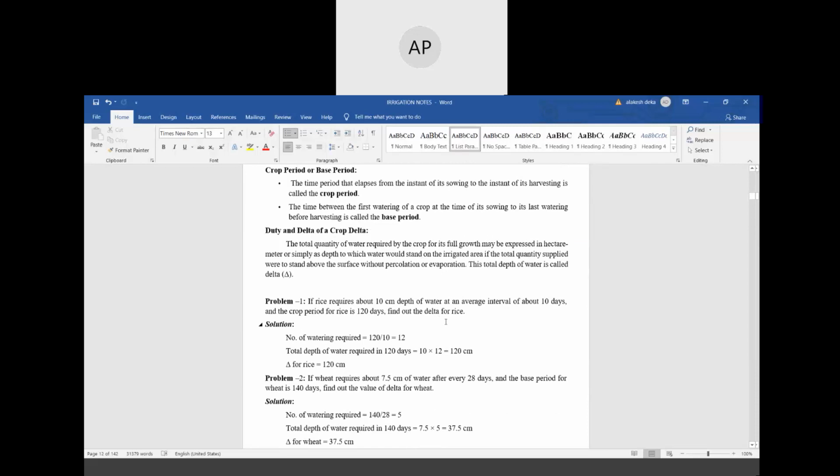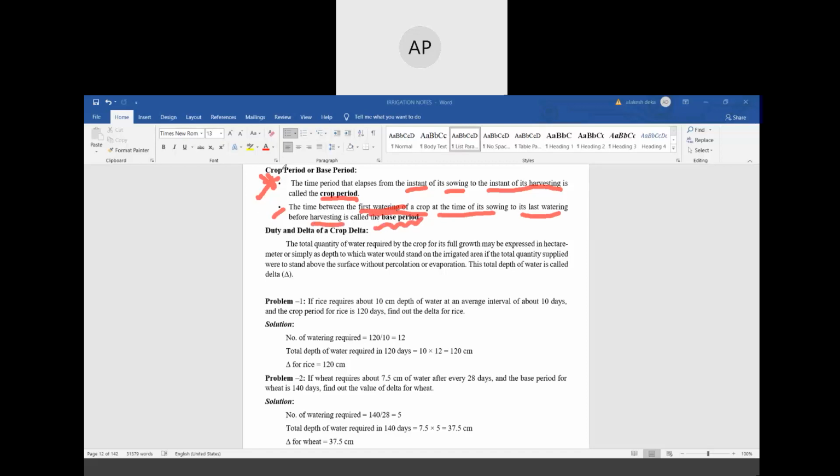Crop period and base period. What is crop period? The definition is also important. Definitions are important. The time period that elapses from the instant of its sowing to the instant of its harvesting is called crop period. Next is the time between the first watering. Remember this point: the time between the first watering of a crop at the time of sowing to its last watering before harvesting is called base period.